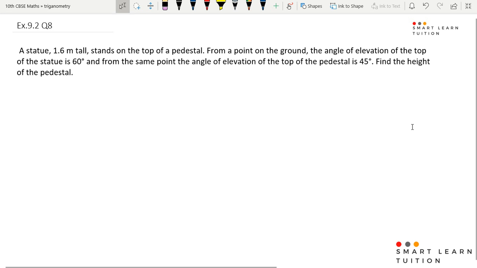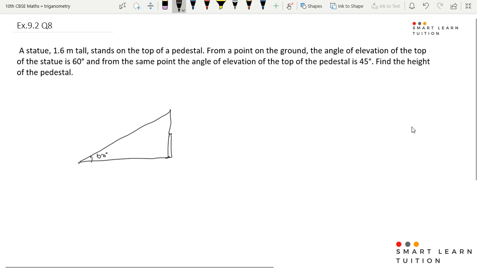Exercise 9.2, question number 8. A statue 1.6 meter tall stands on top of the pedestal. So first there's a statue which is 1.6 meter tall standing on the pedestal. So this is the pedestal, and this is the statue, which is 1.6 meter tall. From a point on the ground, the angle of elevation to the top of the statue is 60 degrees.